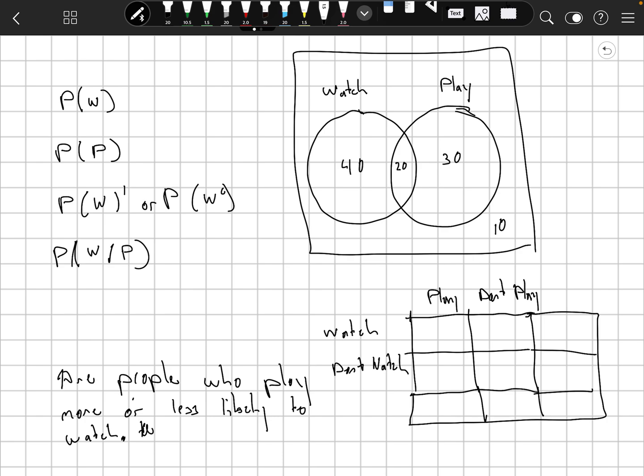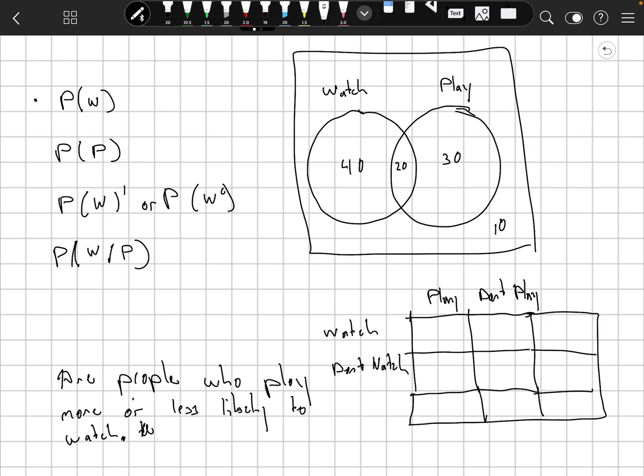I've got a little Venn diagram here, and I wondered if there was a relationship between people who watch basketball and people who play basketball. So this is some data here. This is, to be honest, kind of made up, but maybe if I surveyed 100 people, I would get something like this. So let's take a look at this.